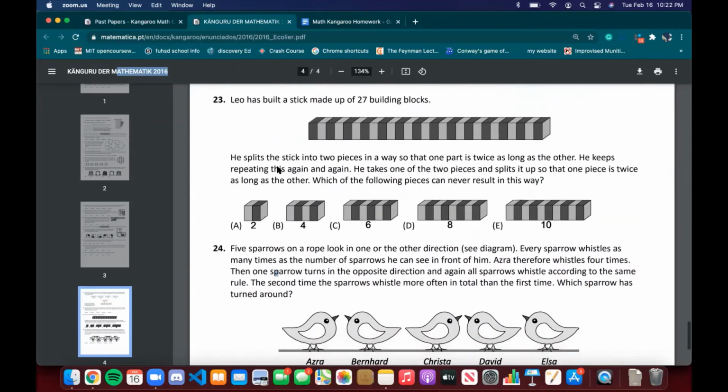Okay, let's go to problem 23. Leo has a stick made of 27 building blocks. He splits the stick into 2 pieces in a way that one part is twice as long as the other. He keeps repeating this again and again. He takes one of the 2 pieces and splits it up so that one piece is twice as long as the other. Which of the following pieces can never result in this way?